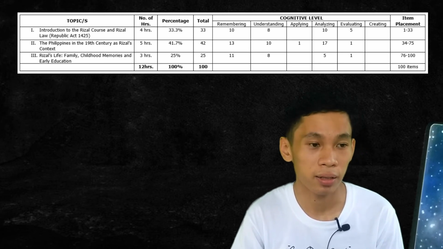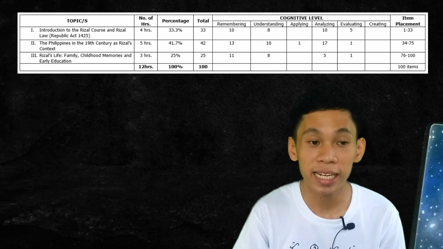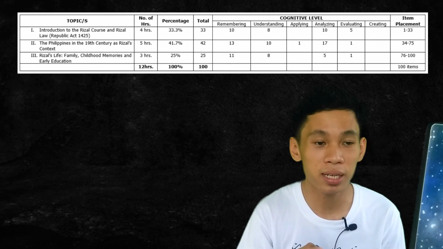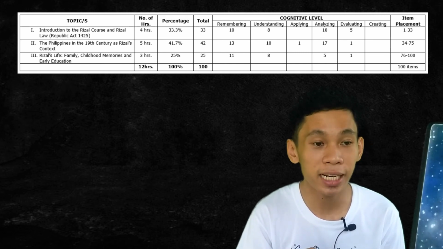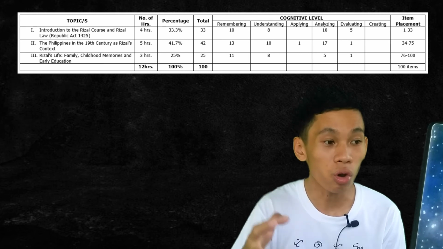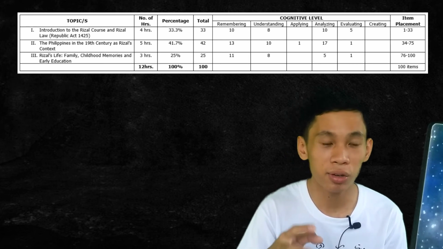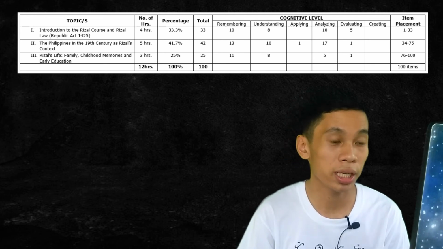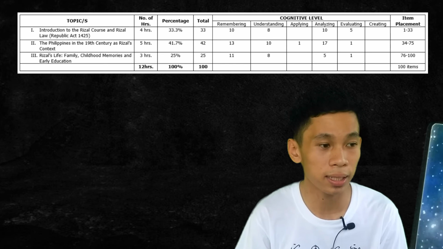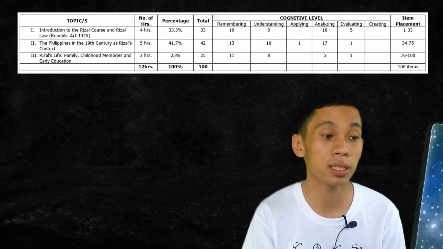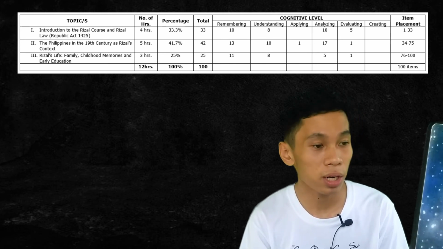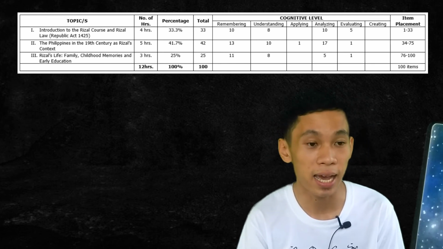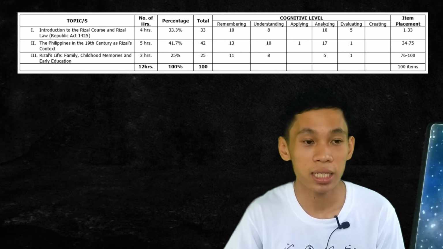under chapter 1. Okay? So, para hindi kayo mahirapan, usually ang ginagawa ng iba is magkakasunod na. For example, sa items 1 to 33, lahat ng questions dyan ay tungkol sa Rizal course and Rizal law. And then yung 34 to 75, ang mga questions dun ay tungkol sa Philippine condition in the 19th century. And then yung 76 to 100, yun ay mga questions na magpo-fall under Rizal's life, his family, childhood memories, and early education. Pero yung ibang teacher, ang ginagawa nila, kinakalat-kalat nila. So, matrabaho lang kasi pag ganun.